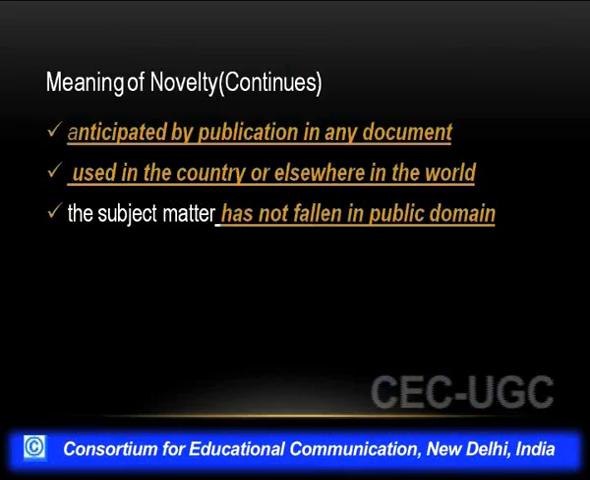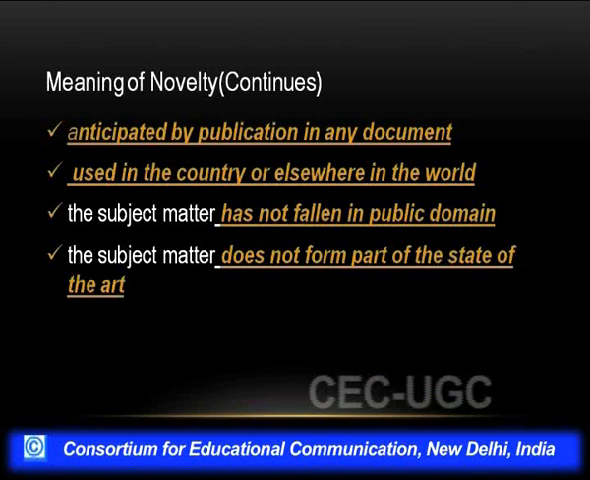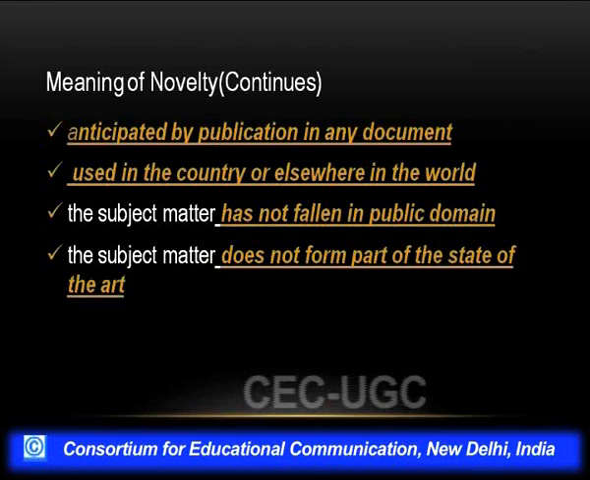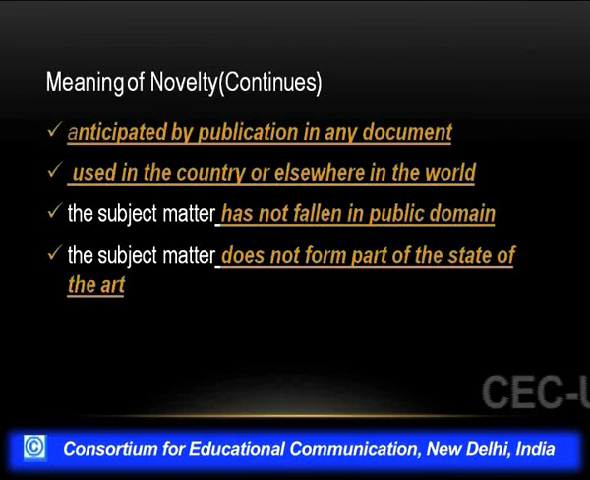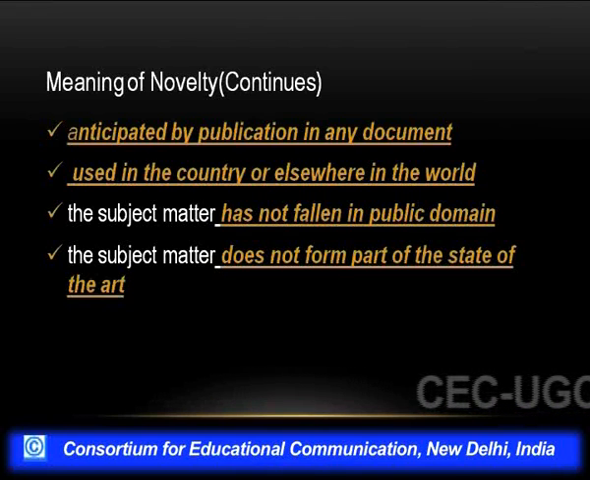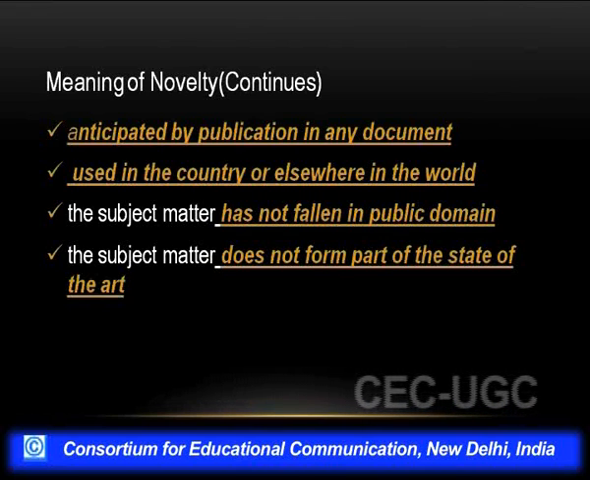Another ingredient is that the subject matter has not fallen into the public domain. If it has fallen into the public domain, it cannot be given a protection. And the last element which negates the novelty is as follows, that the subject matter does not form part of the state of the art. So these various elements or ingredients shown in this slide are the elements, if they are present or if their presence can be proved, then they are going to destroy the novelty, they are going to disqualify the work or an invention to be given a patent protection.